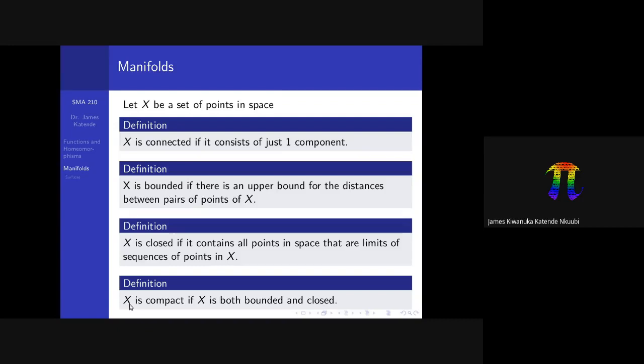So then the last one is when we say that X is compact. We say that X is compact if X is both bounded and closed. If it satisfies these two properties, it is bounded and it is also closed, then we say that the set is compact.